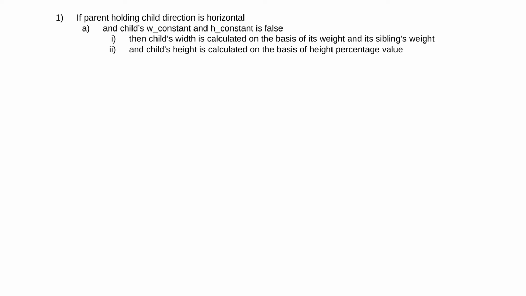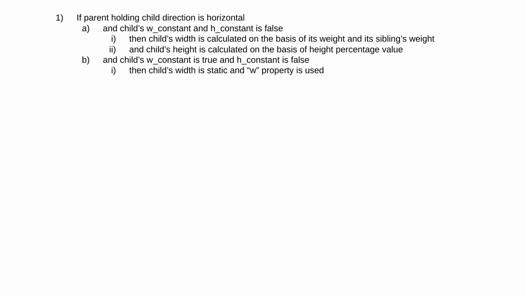So now coming back to the rules, if the parent is holding the child in horizontal direction, then 4 different rules are applied on the basis of the value of W constant and H constant. If the child's W constant and H constant are both false, then the child's width is calculated on the basis of its weight and its sibling's weight, and the child's height is calculated on the basis of the height percentage value or H per value. Next, if the child's W constant is true but H constant is false, then the child's width is static and the W property is used. Since the child's H constant is false, the height is still calculated on the basis of the H per value.